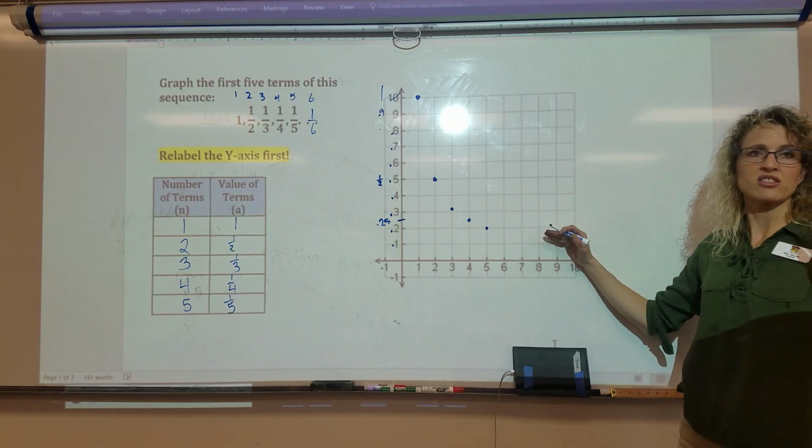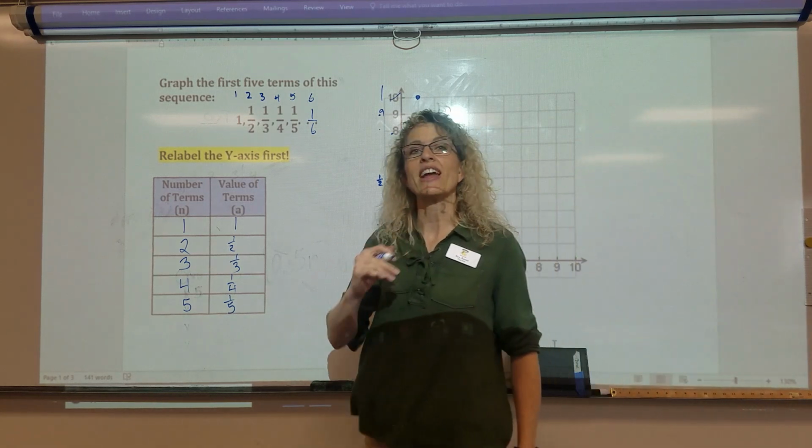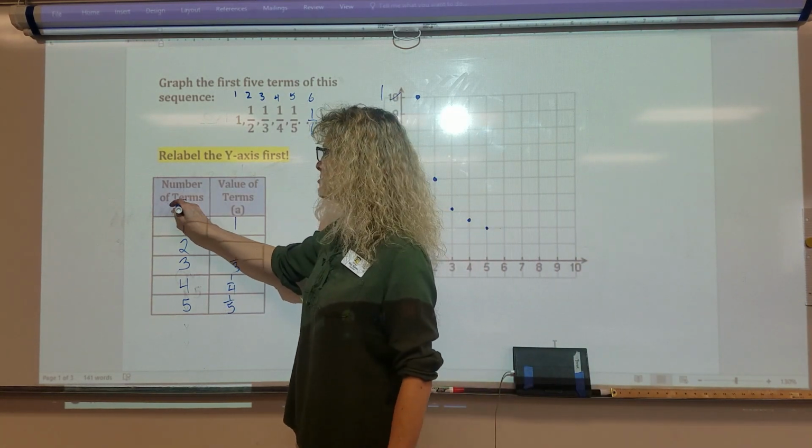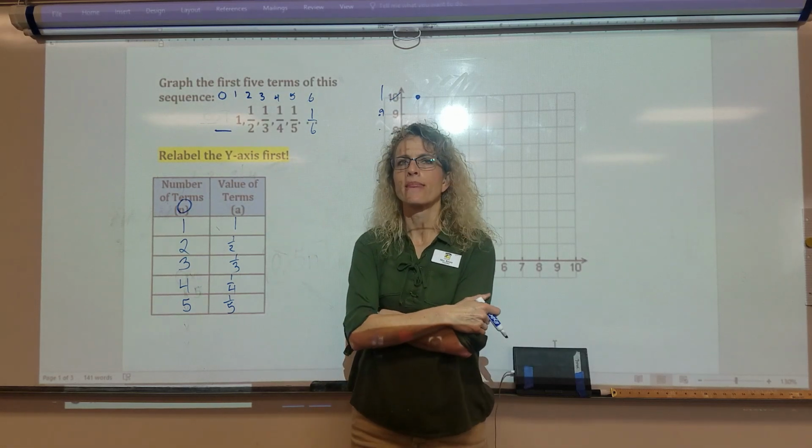All you need to do for these is the first 4 numbers. We did 5. Okay? Question for an advanced thinker. What's my 0th term? Don't blurt it out.